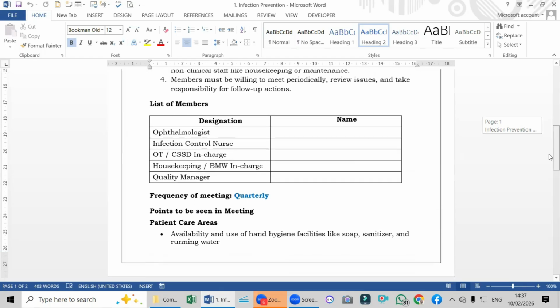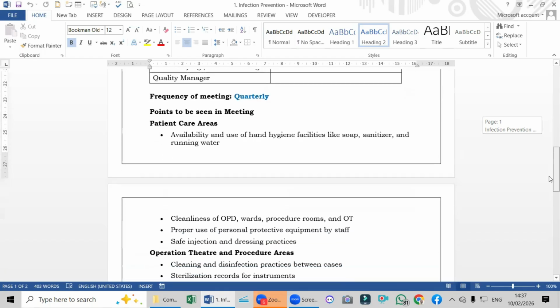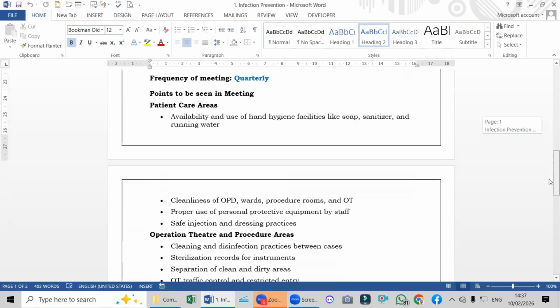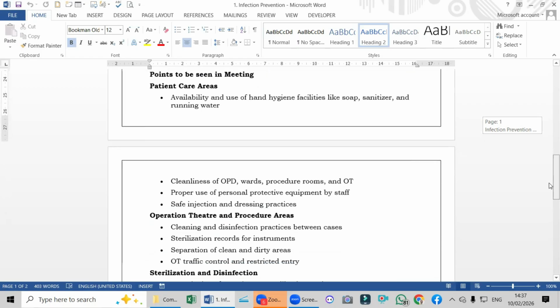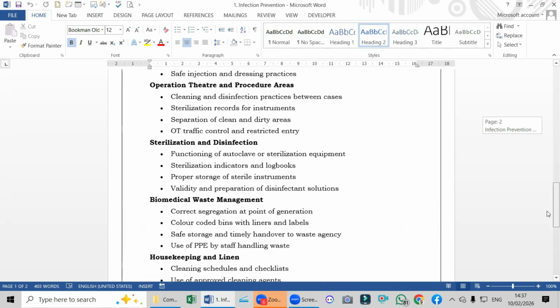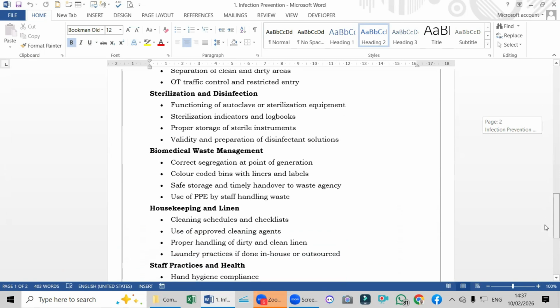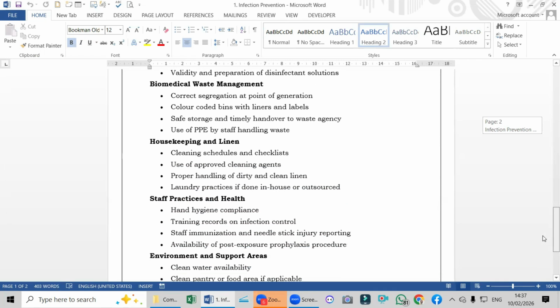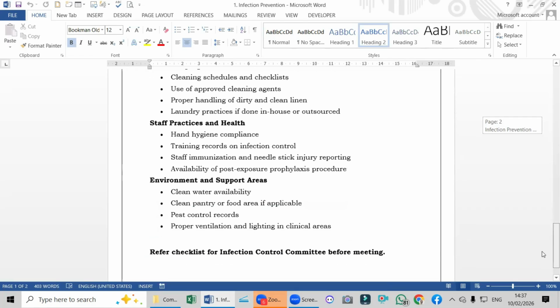The meeting frequency is quarterly. These are the points to be seen in the meeting. Again, we have shown them here also, so don't get confused. You can stick to one. You don't need to look at all the papers. Either stick to this or stick to the Excel sheet that is shown to you. Operation theatre, sterilization, biomedical waste, housekeeping, staff practices, health.